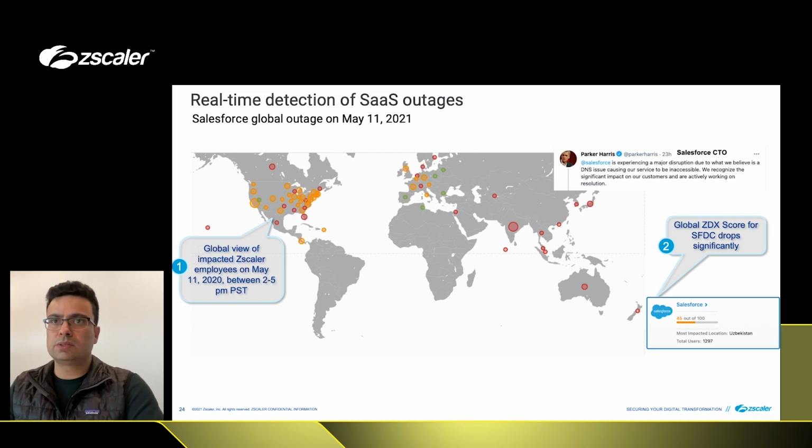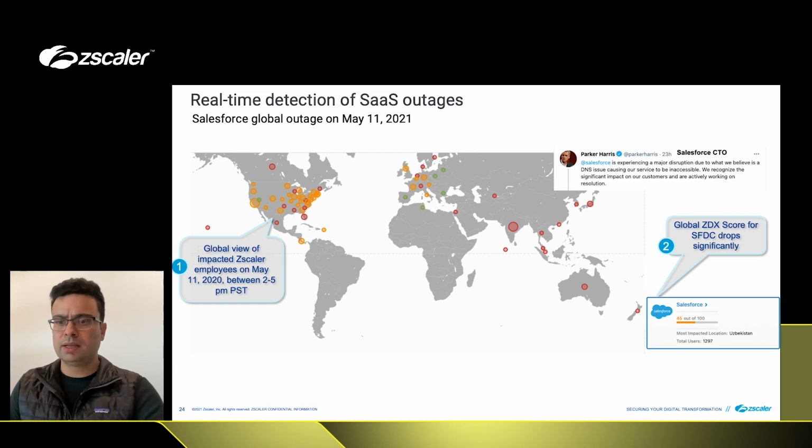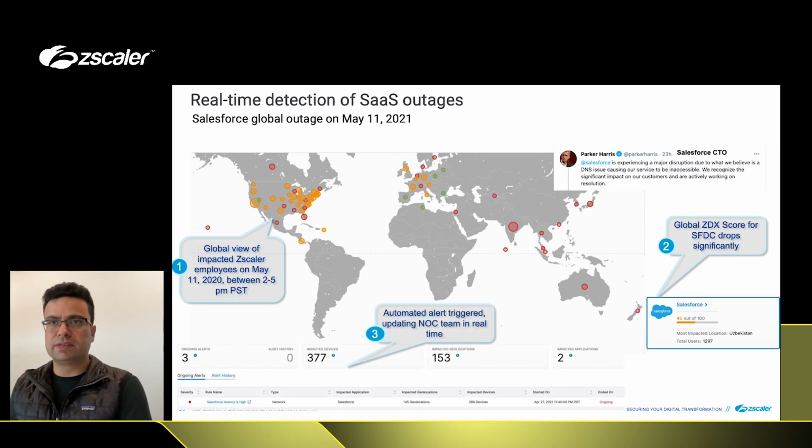Now, what it was also representing was bad scores across the globe. And we have an alert which we use for all critical applications that our employees are using. So Salesforce is one such example. The latency value for Salesforce grew significantly during this window. And this created an alert.